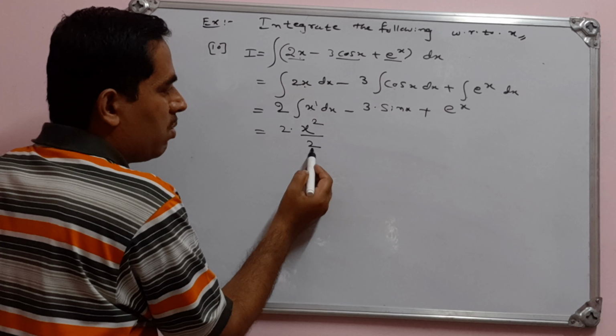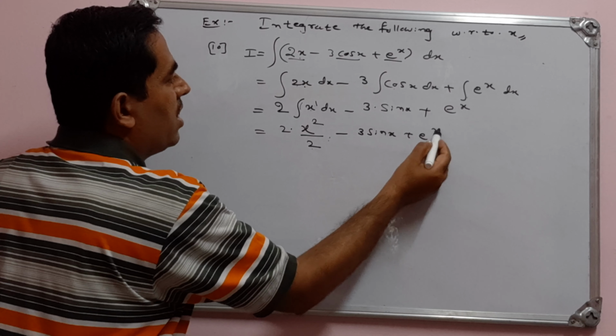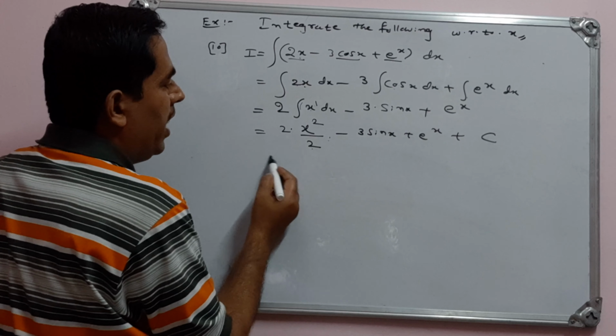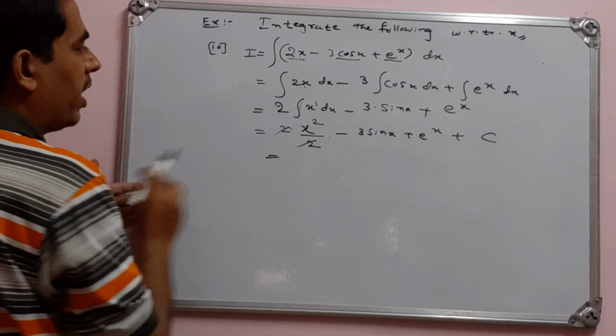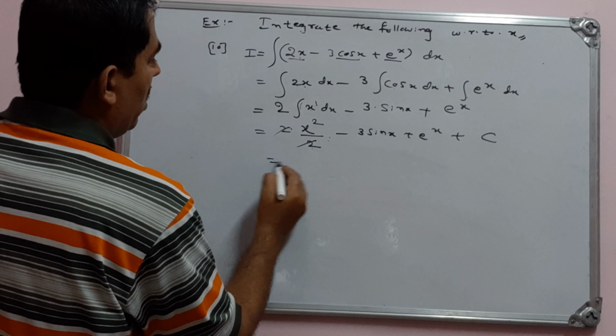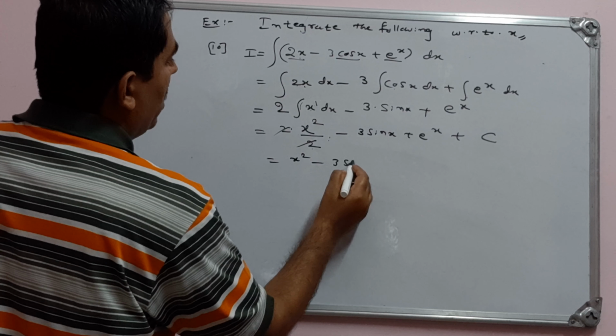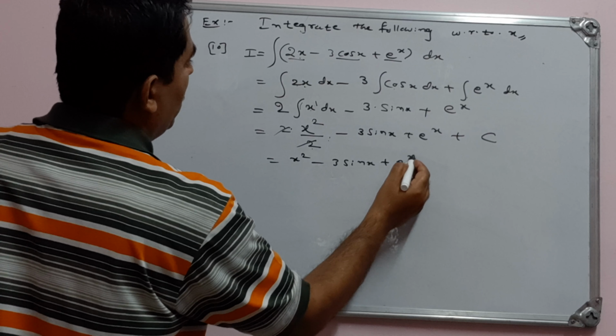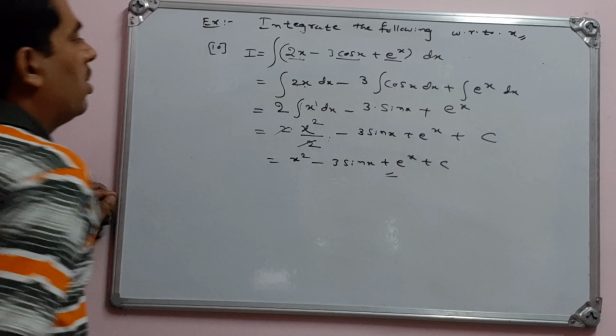Don't write dx after integration, since this is already integrated. You can write c at the end. The 2 cancels, so we get x square minus 3 sin x plus e to the power of x plus c. So this is the final answer.